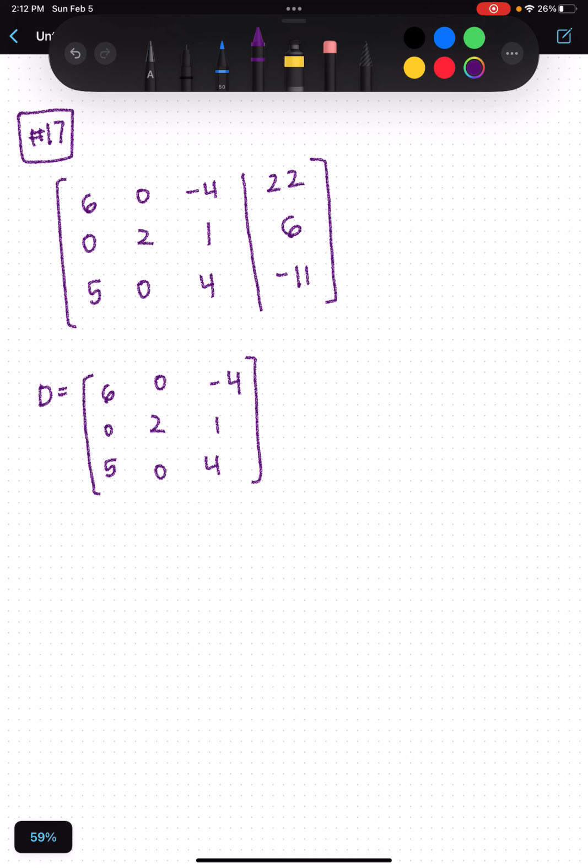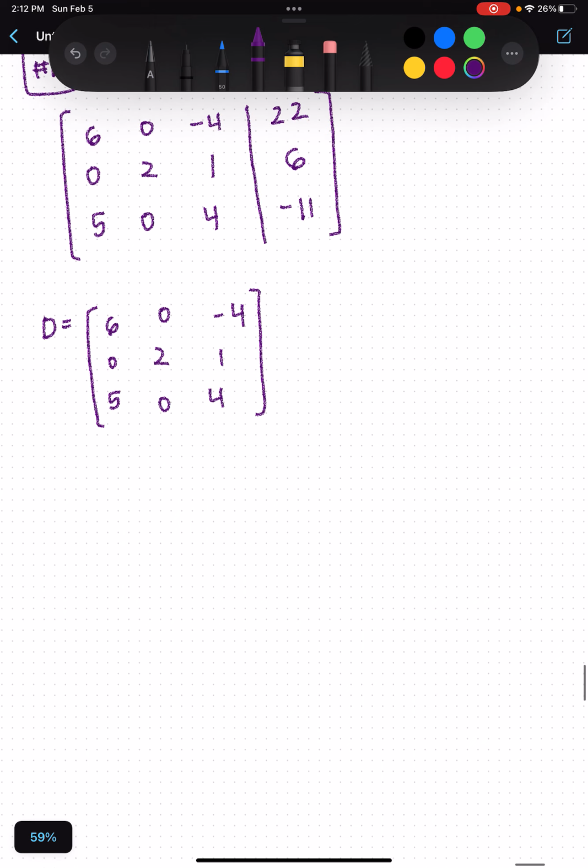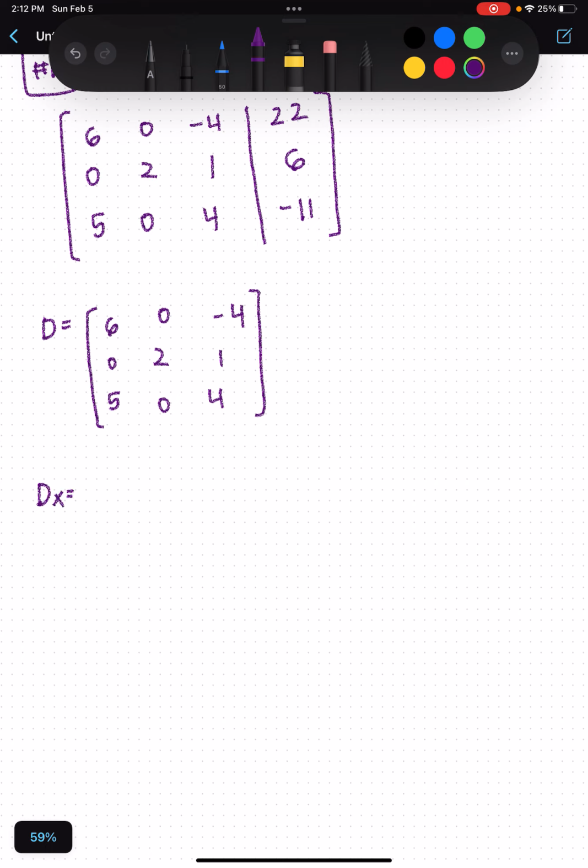All right, and then we're going to write a couple more. The next matrix is going to be D sub x, and D sub x is the same matrix that you just wrote, but now we're going to replace that first column with our answers. So, instead of writing 6, 0, 5 in the first column, I'm going to write 22, 6, negative 11 in that first column, and then still keep everything else the same. So 0, 2, 0, negative 4, 1, 4.